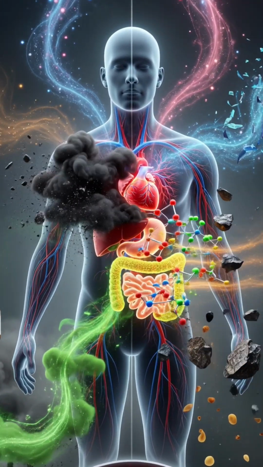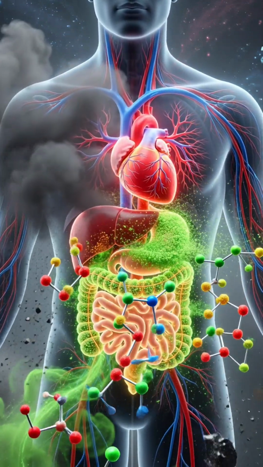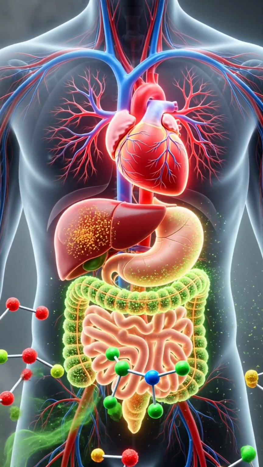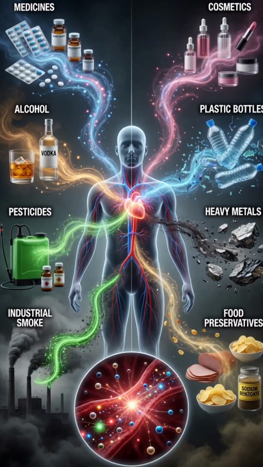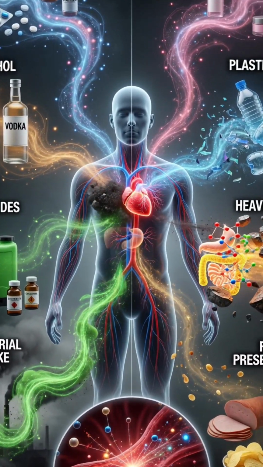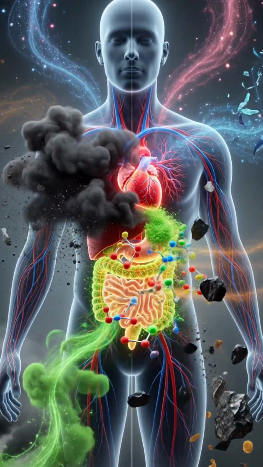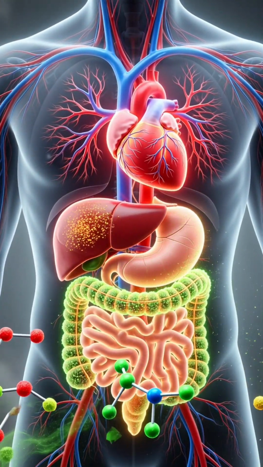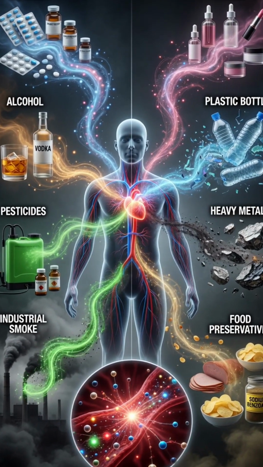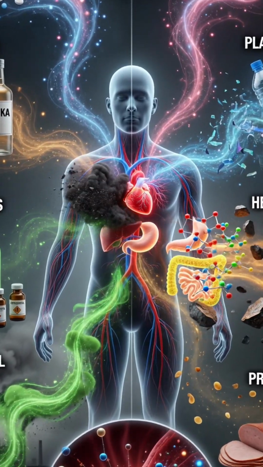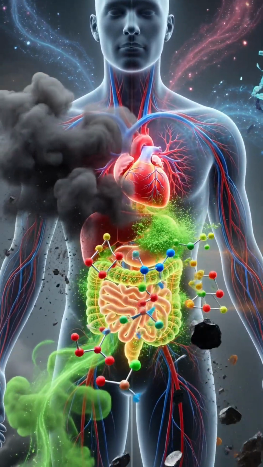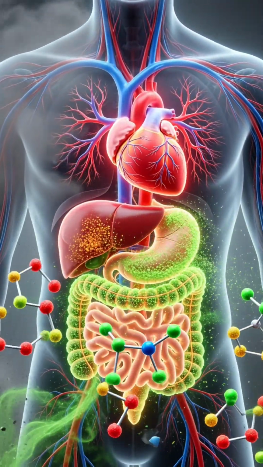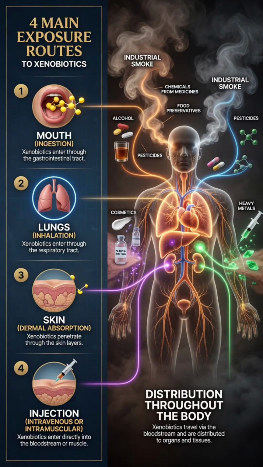What are xenobiotics? Xenobiotics are chemicals foreign to the body. They are not naturally produced by our metabolism. Examples are drugs, alcohol, cigarette smoke, food additives, industrial chemicals, pesticides, herbicides, heavy metals, cosmetics, plastic chemicals, and environmental pollutants, and our body must detoxify every one of them.